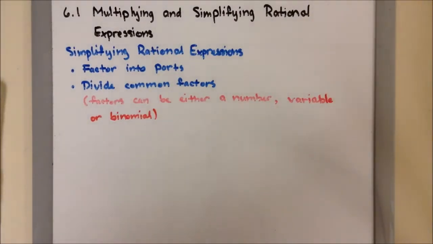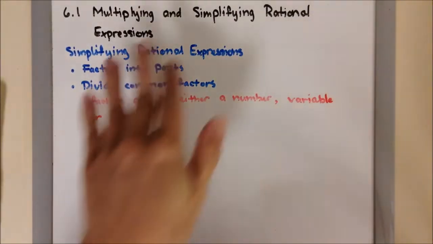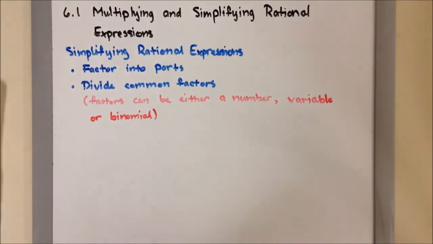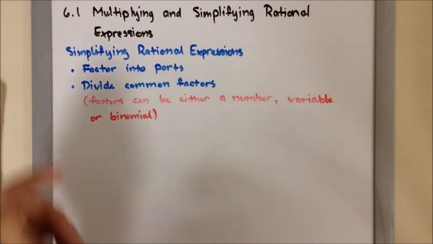Welcome to section 6.1, multiplying and simplifying rational expressions. Now we're going to have two parts, the multiplying part and the simplifying part. First, we're going to focus on simplifying rational expressions. Now, we're going to simplify for two reasons.